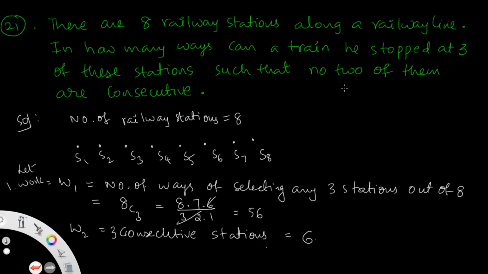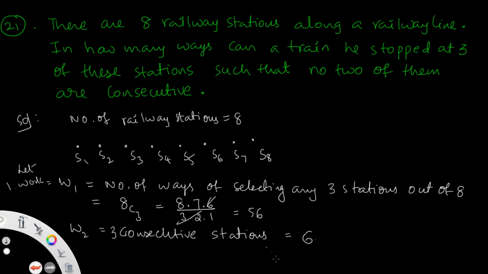The condition is that no two of them are consecutive, so we have to do it like this. In this 8C3 we have all the halting stops. Such that the given condition is applied, no two of them are consecutive means we have to subtract the 3 consecutive stations and the 2 consecutive stations. Then you get no two of them consecutive. That is why I take W2 as 3 consecutive stations, which should be 6.